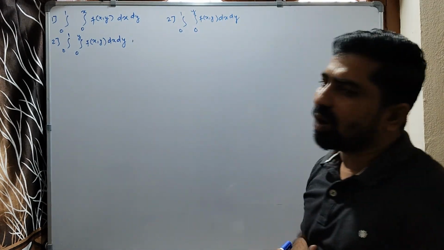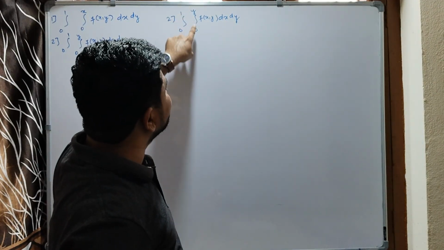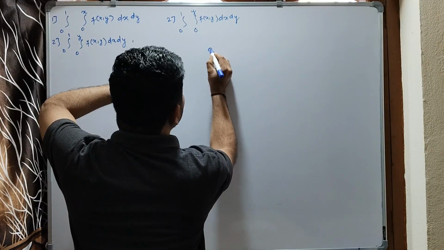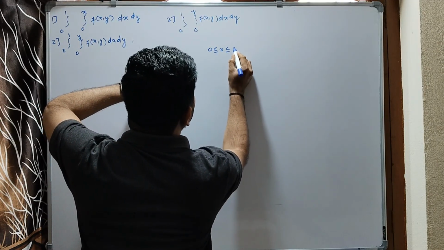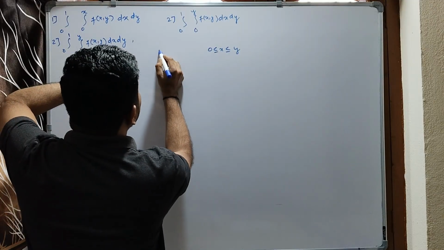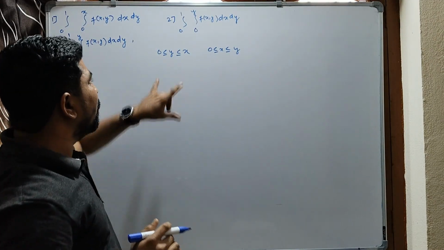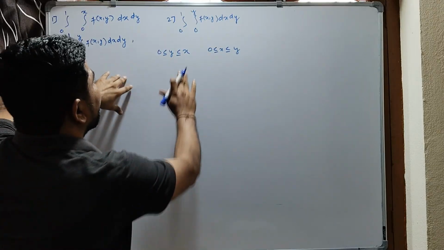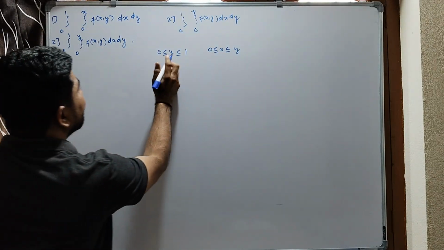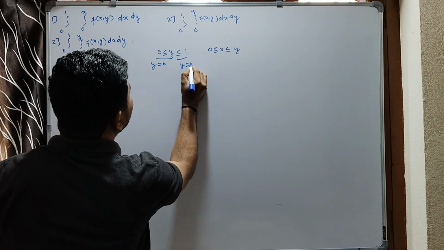Now I want to draw the region with the help of these limits. The limits of the inner integration are from 0 to y, so that must be the value of x. Therefore 0 is less than or equal to x, which is less than or equal to y. If this is the value of x, then 0 is less than or equal to y, which is less than or equal to 1. In this closed interval 0 to 1, at the left end y must be 0 and at the right end y must be 1.